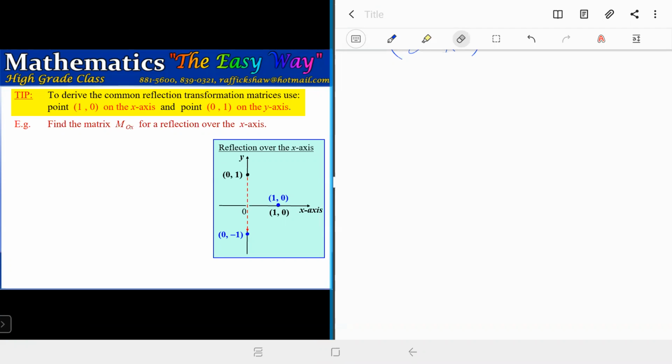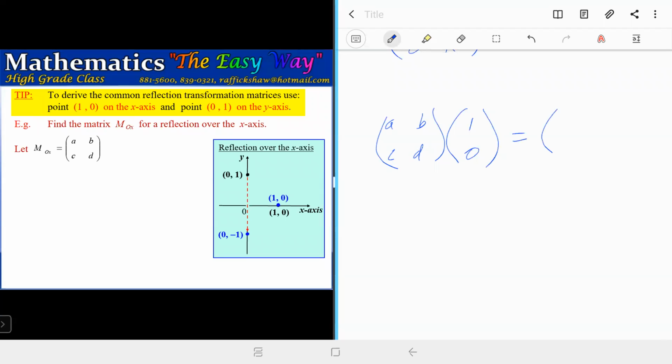So we use that knowledge. Then the matrix, because we're assuming that we don't know what it is, we call it A, B, C, D. We call the reflection matrix over the x-axis A, B, C, D, because we don't know what it is. But what we definitely know is that if we apply the matrix A, B, C, D to the point on the x-axis, which is 1, 0, we know that the answer is going to be 1, 0.